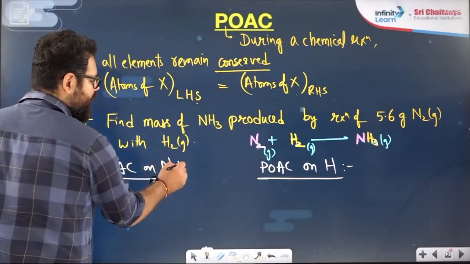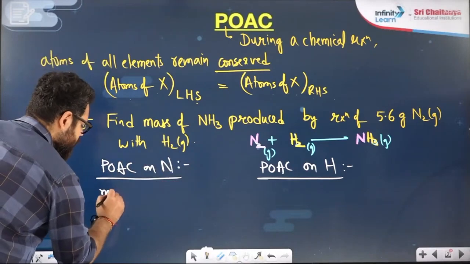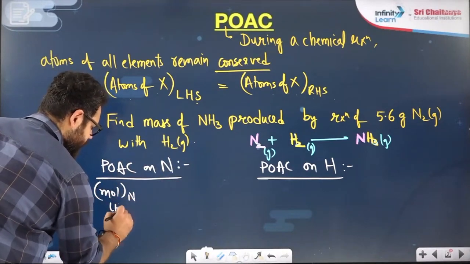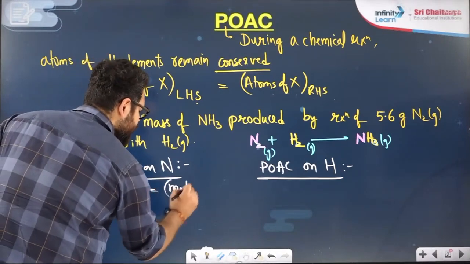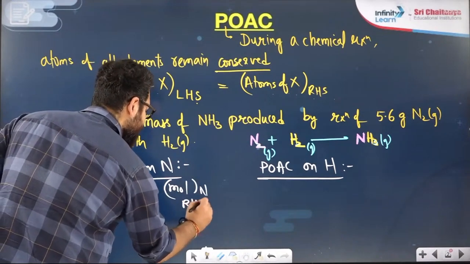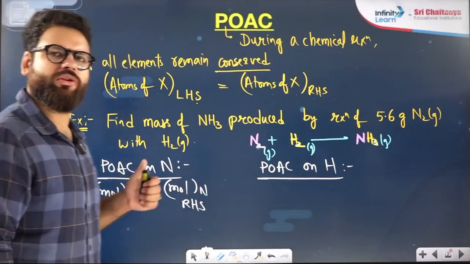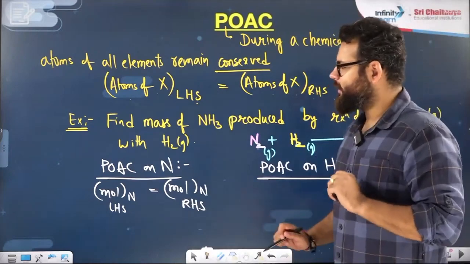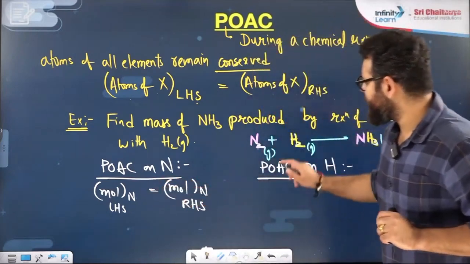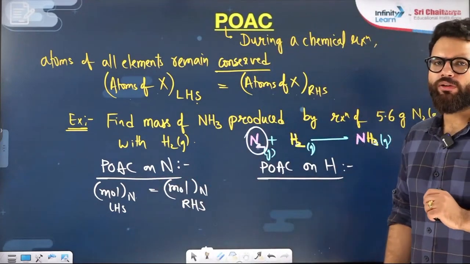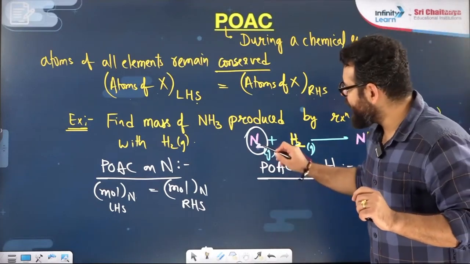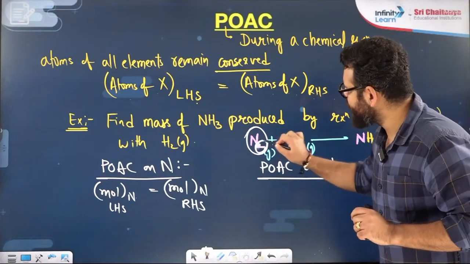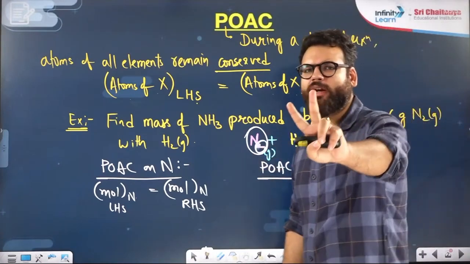On nitrogen atom, to apply POAC, we'll just say moles of nitrogen on left hand side equal to moles of nitrogen atom on right hand side. Now, where is nitrogen present? Nitrogen is present in N2 gas. In each N2, look at the formula, how many nitrogen atoms are present? 2 nitrogen atoms.